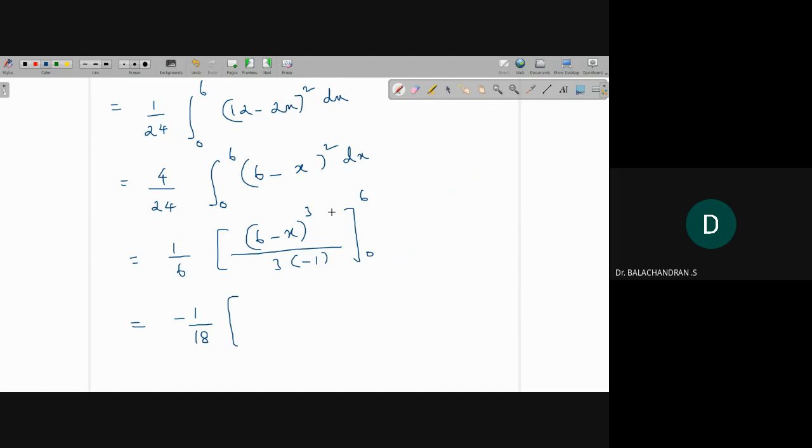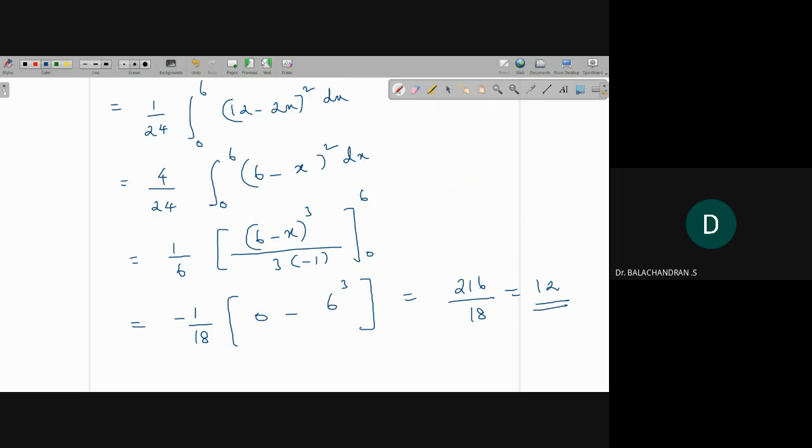So now this is minus 1 by 18. Upper limit is 6 minus 6 is 0. Minus lower limit is for x is equal to 0. So 6 power 3. Okay, 6 power 3. So this is 216 by 18, that is 12. Okay.